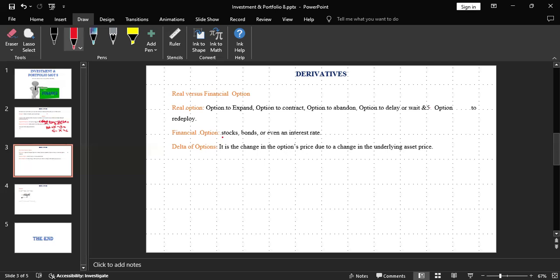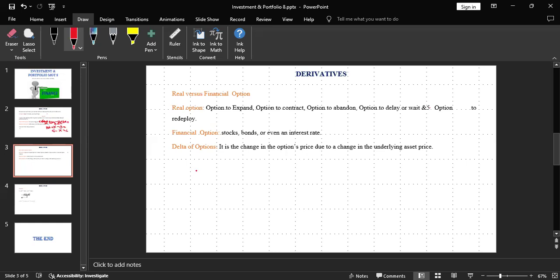Financial options are contracts, or derivatives, whose price is influenced by a financial instrument. Its underlying price is influenced by a financial instrument. Okay, so examples are stock, bond, and interest rate.